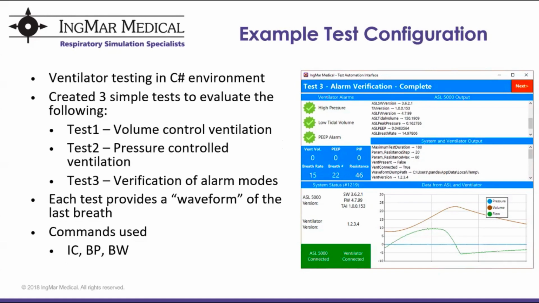The first 2 tests are simply comparing the ASL's output with that of the ventilator's output. Test 1 runs 5 breaths in volume control mode, then produces a waveform. Test 2 runs 5 breaths in pressure control mode, then produces a waveform.